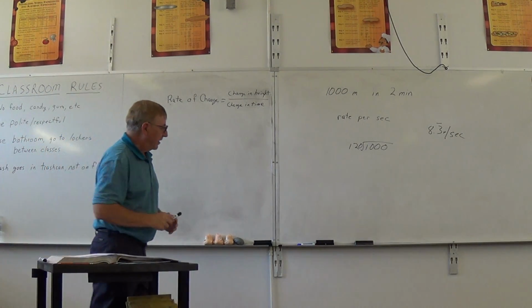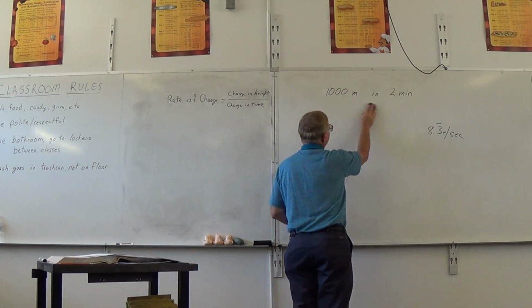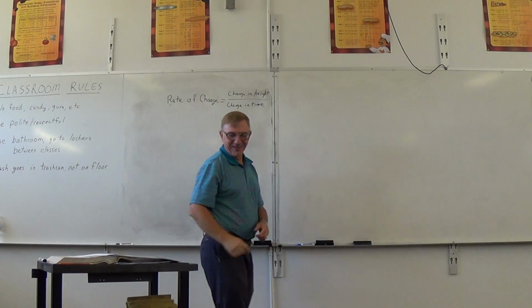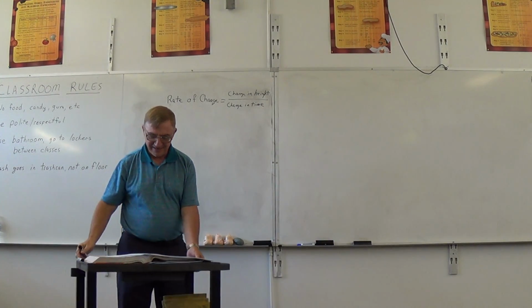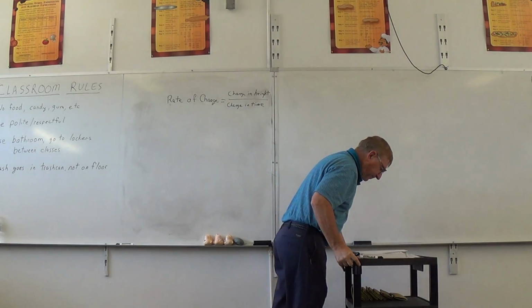Let's look at another one that maybe is more realistic. How about Usain Bolt's record? His new record, 9.47 seconds for 100 meters. Do it per minute.